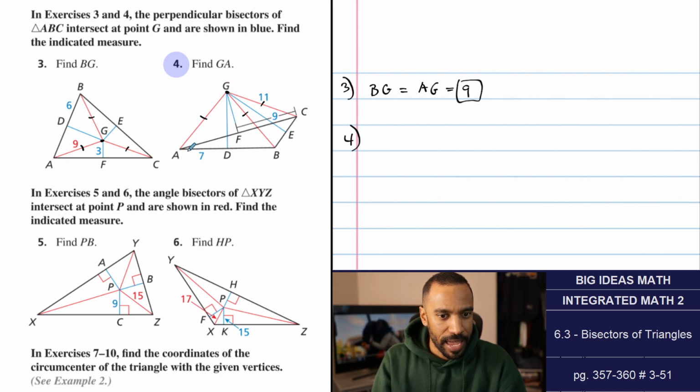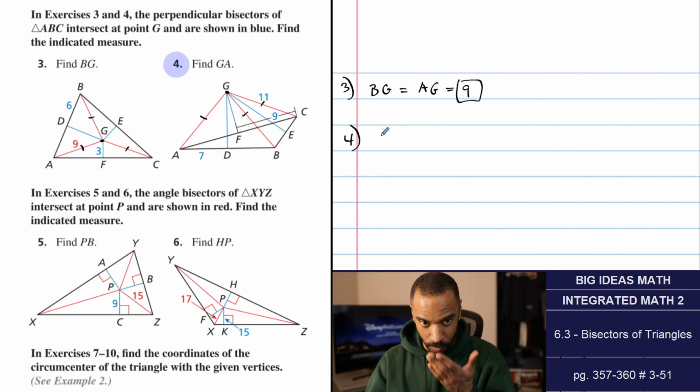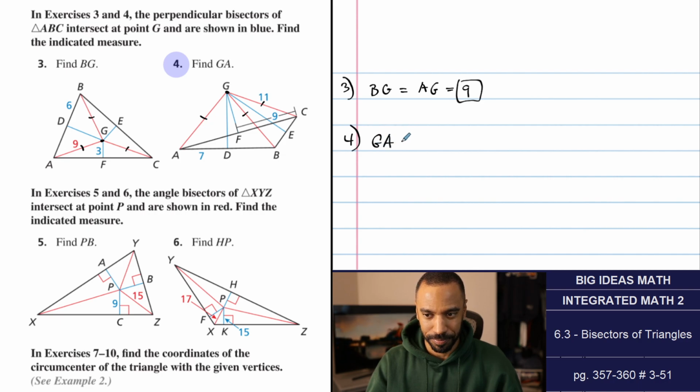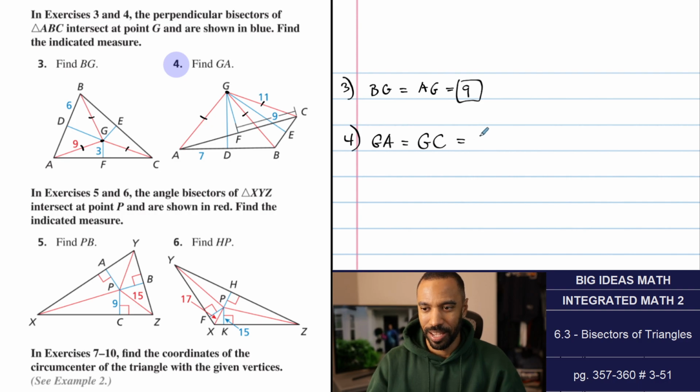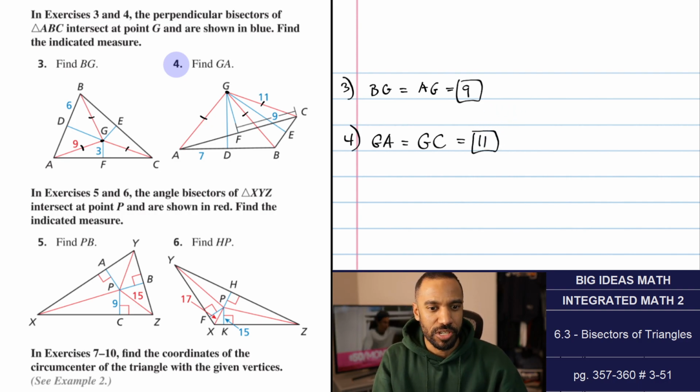Find the length of GA. GA should be the same length as GC, which is true. They have a lot more information on this than is required. It doesn't look like they have any other problems which they're using them for, which is kind of interesting. They show all this other information, and yet none of the other ones are used. That length is 11, because the length of GC is also 11. Doesn't matter that that's 9 or that's 7 or anything else.